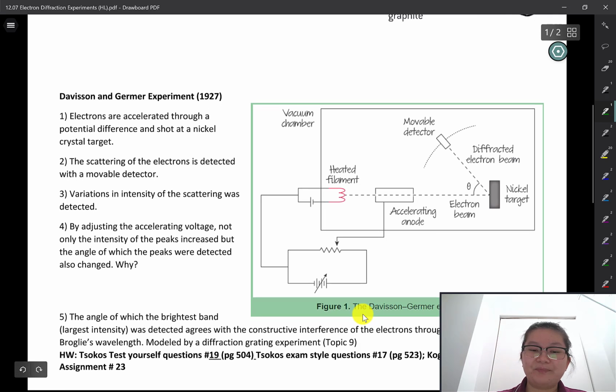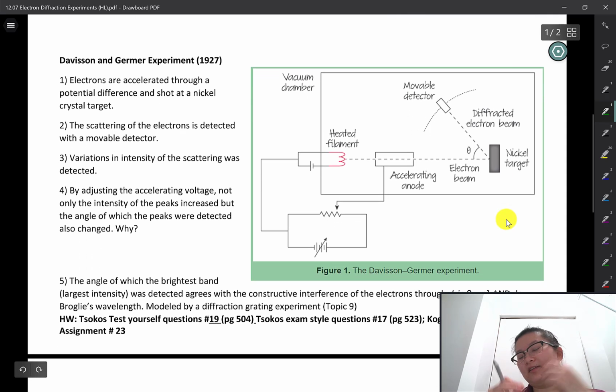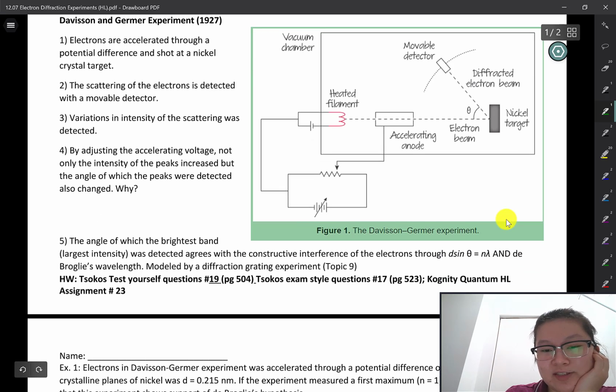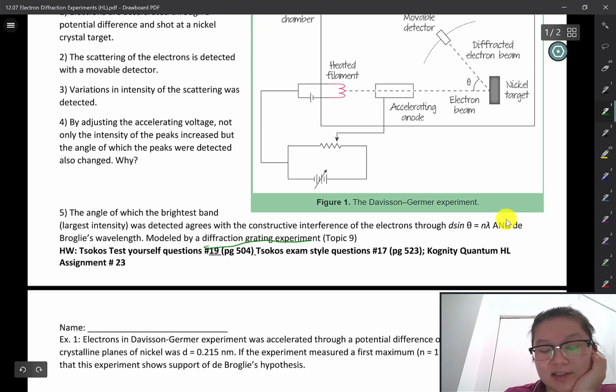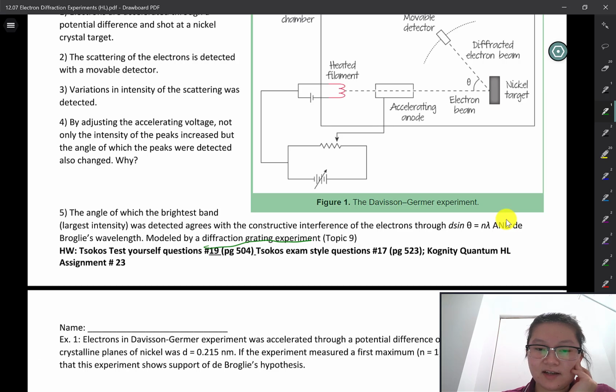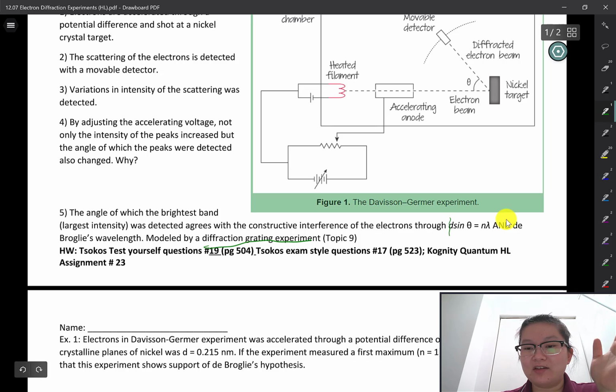And an experiment here, for example, Davisson and Germer, is that these electrons here were accelerated. It hits these nickel targets, in which the nickel target has, say, an array of atoms which much resembles a diffraction grating experiment, and the angles of the scattering were measured, and it goes along with support for the diffraction grating equation that we've learned in topic 9.